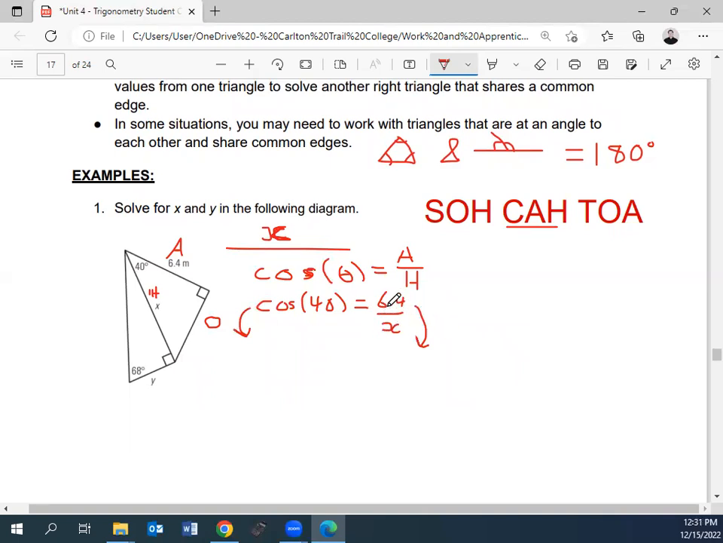So right now 6.4 is being divided by x. So now I'm going to times it by x instead. And not just one side, I'm going to do both sides, right? And if I do that, I'm going to get cosine of 40 times x is equal to, these cancel out, right? So all of a sudden, I'm just going to be left with 6.4.